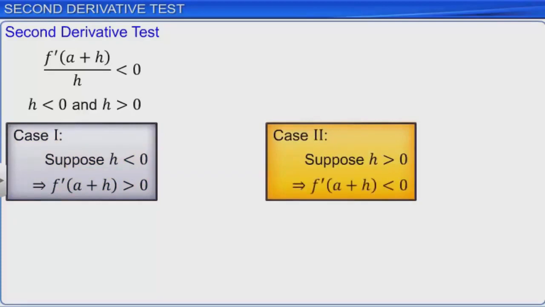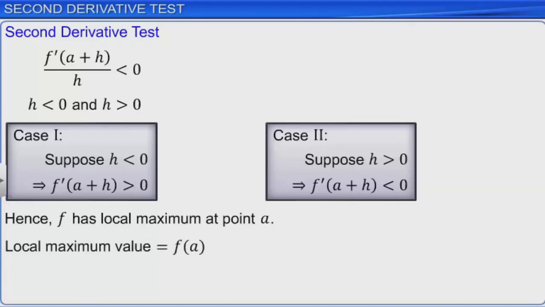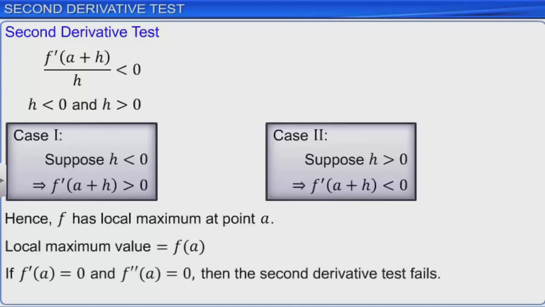Observe that as the value of h is increasing from negative to positive, the value of the corresponding first derivative is decreasing from positive to negative. Hence, from the first derivative test, the function has a local maximum at point a. The value of the function at point a is the local maximum value. Similarly, we can prove the second part. The second derivative test fails if the second derivative is also 0. In this case, we follow the first derivative test.